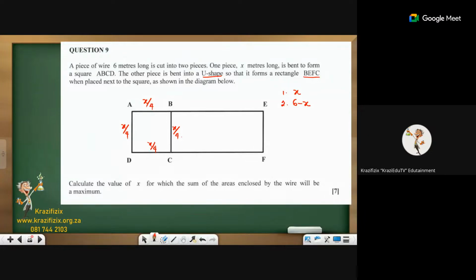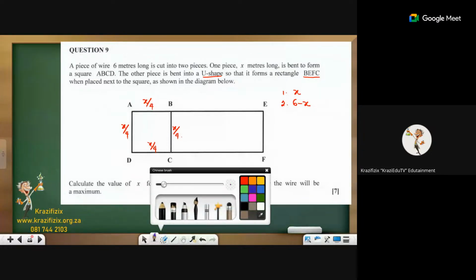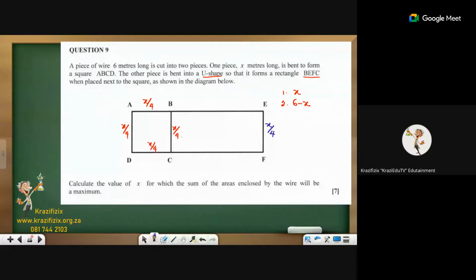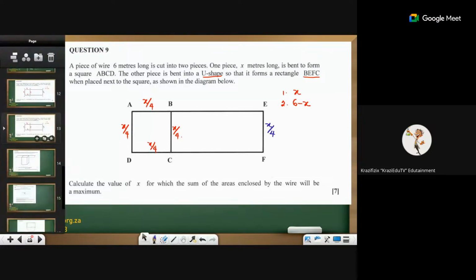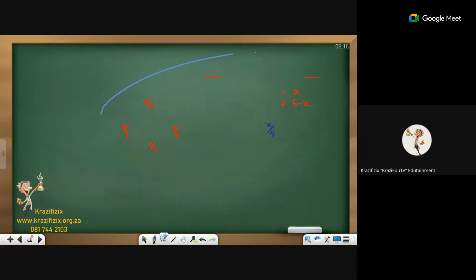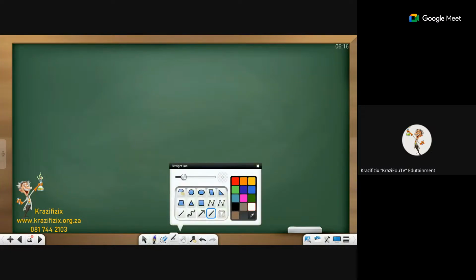So they joined it together, placed next to the square as shown in the diagram below. Let's deal with the dimensions here. Because this is a rectangle, EF will also be X over 4. The question is, what are BE and CF? This is algebra, guys. BC, EF, and CF. Please take note of the letters I mentioned. We are looking at the U-shape now. Let me use white to quickly draw that U-shape.